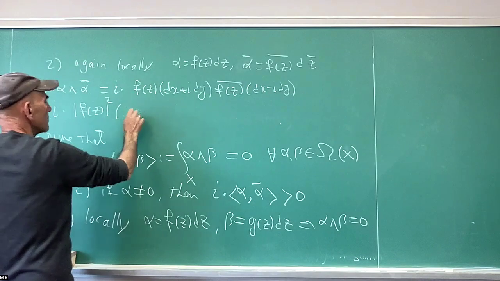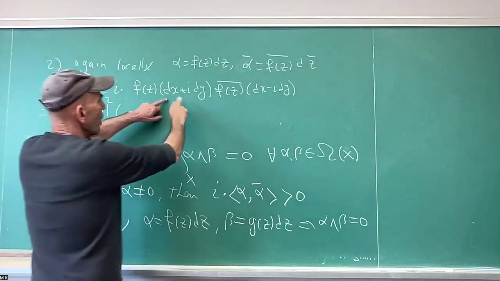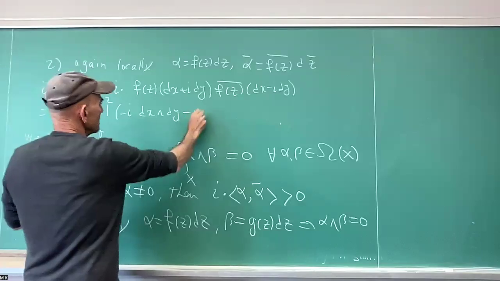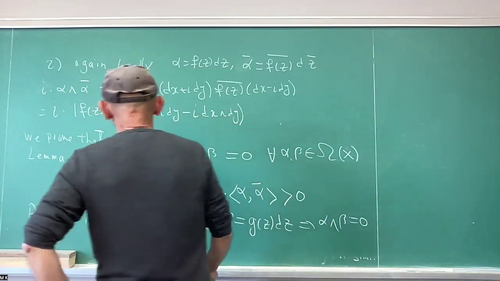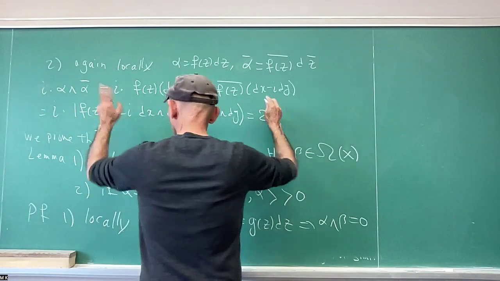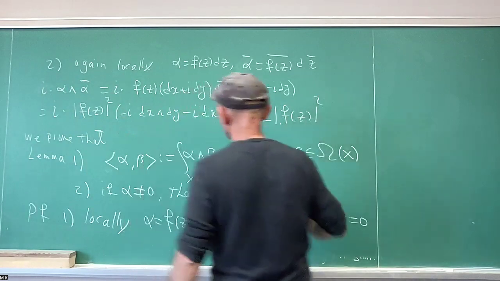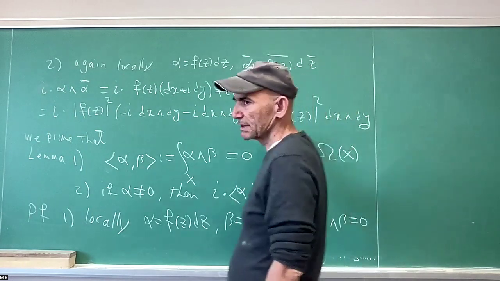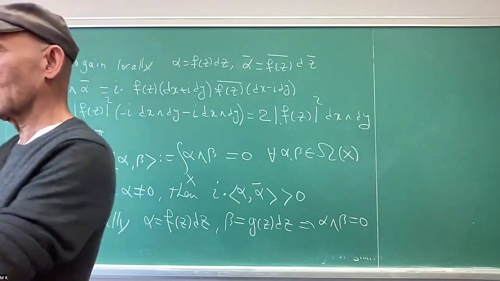Let me write it. So there is minus i dx wedge dy. Again, there is minus i dx wedge dy. Okay, nice. So i squared is minus 1, but there is minus, so this is equal to 2 times, and 2 is a positive number, that's important, the absolute value of f of z squared dx wedge dy. So this dx wedge dy is, of course, the Lebesgue measure on the plane, or in the complex plane.